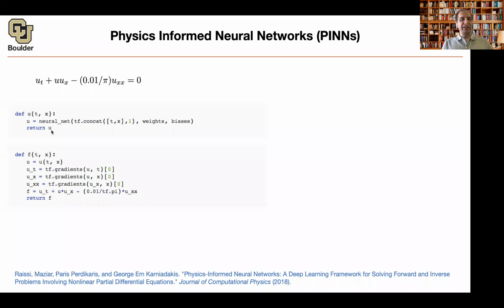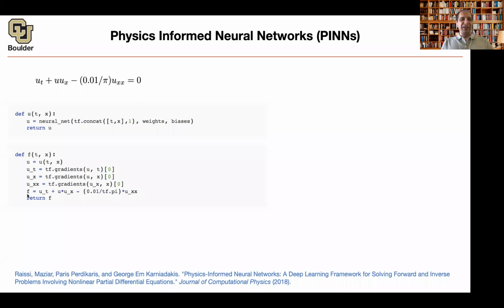Now let's try to physics inform it. We take the derivative of u with respect to time, the derivative of u with respect to x, and with respect to x twice, and return f, the residual. F and u have the same parameters, the same weights and biases. And it's this idea of parameter sharing that is really powerful in deep learning in general, and it's going to help us here as well.